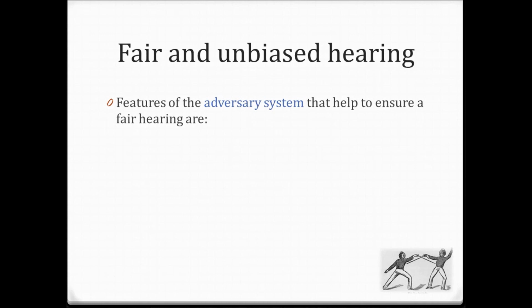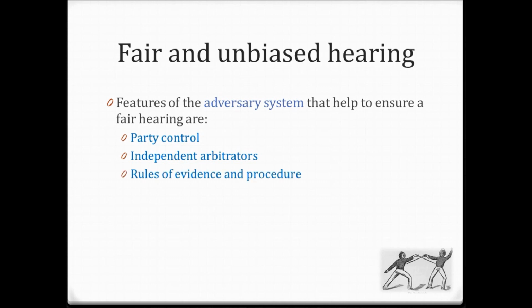Firstly, for fair and unbiased hearing, some features of the adversary system that help to ensure a fair hearing include party control, because parties have control of their case. They can prepare it to the best of their ability to ensure they get a fair outcome. We have independent arbitrators. Judges and juries are independent, so therefore they should be unbiased and able to provide a fair outcome to a case. We have rules of evidence and procedure that ensure that both parties get an equal chance to present their case, and that illegally obtained or improper evidence is not admitted.